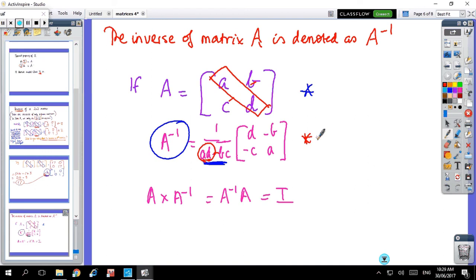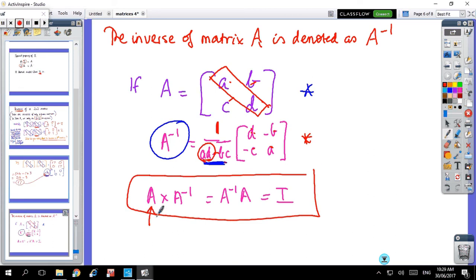Okay, so this little formula is the formula for the inverse. So you get the fraction out the front, and it's always 1/, and then you switch the leading diagonal, and change the sign on the alternate diagonal. And the property is a matrix multiplied by its inverse, or an inverse multiplied by the matrix, always equals I. Okay, so copy that down, and we'll do some examples in the next slide.